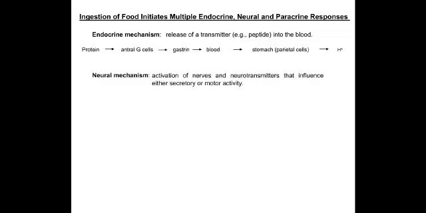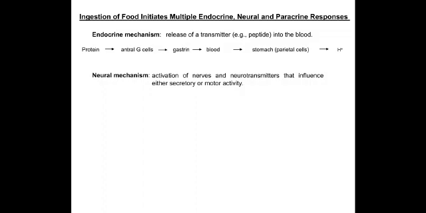So ingestion of food initiates many endocrine, neural, and paracrine responses. The endocrine is release of a transmitter into the blood. For example, once you consume protein, the antral part of the stomach stimulates the G cells, which release a gastrointestinal hormone called gastrin, which enters the blood and stimulates the stomach, that is the parietal cell, and causes the secretion of hydrogen ion, or HCl is formed.